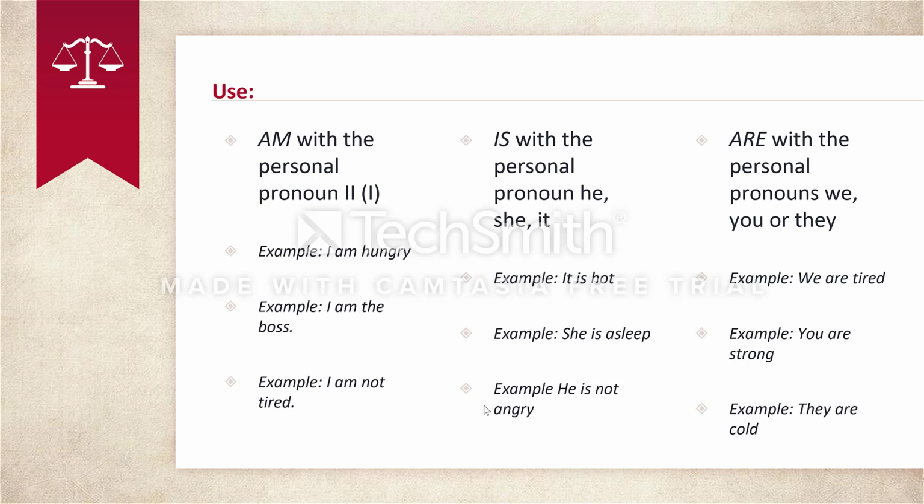So in these examples, we can see that most of them are affirmative. I am hungry. I am the boss. It is hot. She is asleep. We are tired. You are strong. They are cold. And we also have two negative examples. I am not tired. He is not angry.